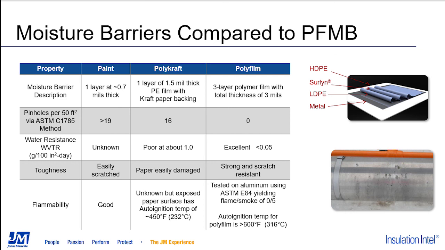Suffice it to say for now, though, that corrosion science, lab testing, and real-world results all point out the importance of using a moisture barrier on the interior surface of the metal jacketing and how polyfilm is the superior choice amongst moisture barriers. It is important to understand that polyfilm is not a proprietary product. It is available from all metal jacketing manufacturers, and JM strongly recommends that all metal jacketing be specified to have a polyfilm moisture barrier on the interior surface wherever this is available.